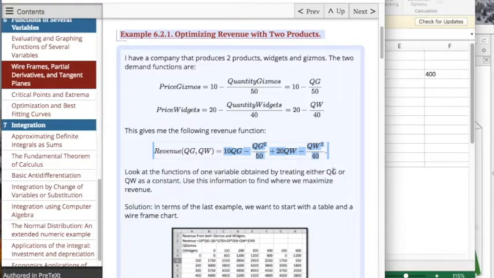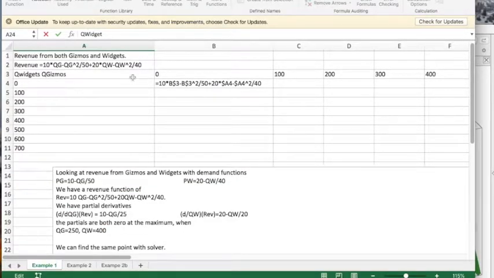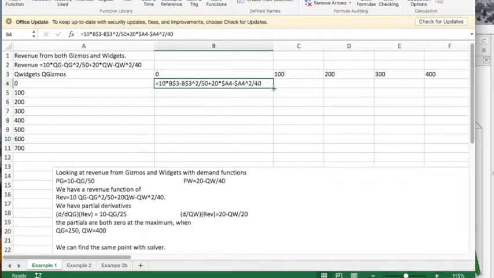We can turn this into an Excel worksheet where I have the formula down, my quantity of gizmos is across the top, my quantity of widgets is down the side. Notice that anytime I had a quantity of gizmos, I look up, in this case to B3, I've got a $ in front of the 3, because when I transfer across and drag, I like the B3 to turn into a C3.